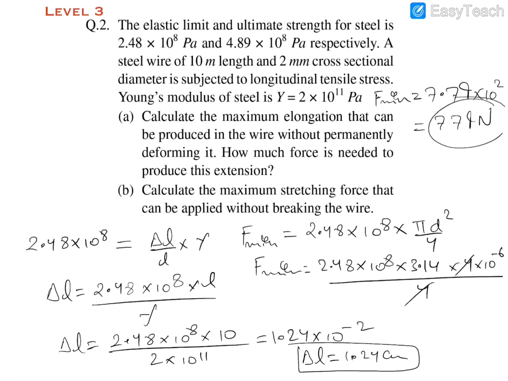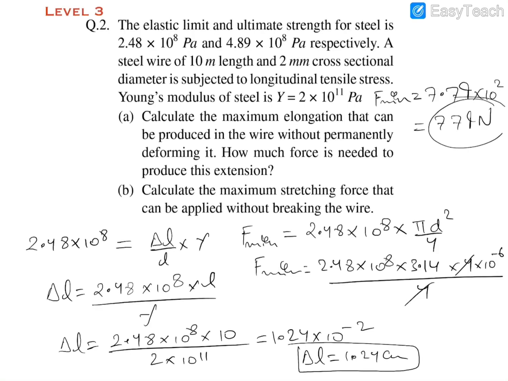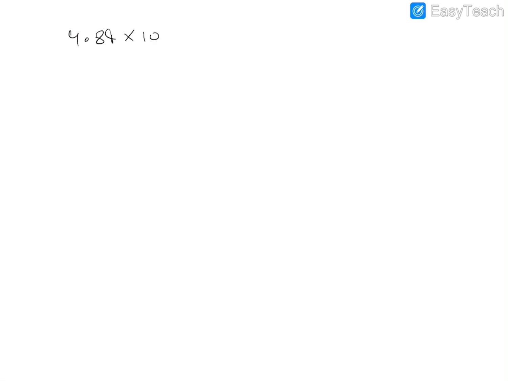Okay, now if we move on to the next question, it is in part B. It is being asked that we have to calculate the maximum stretching force that can be applied without breaking this wire. So the breaking stress, or we can say the ultimate strength, is 4.89 into 10 raised to power 8, and this is equal to the maximum force which we can apply without breaking this wire upon area.